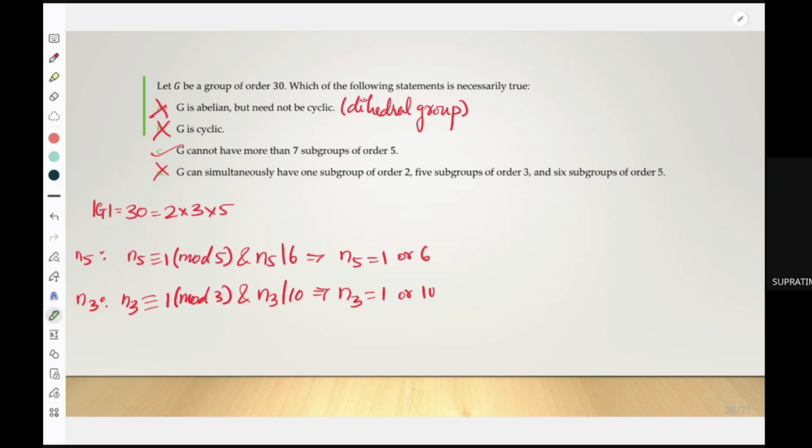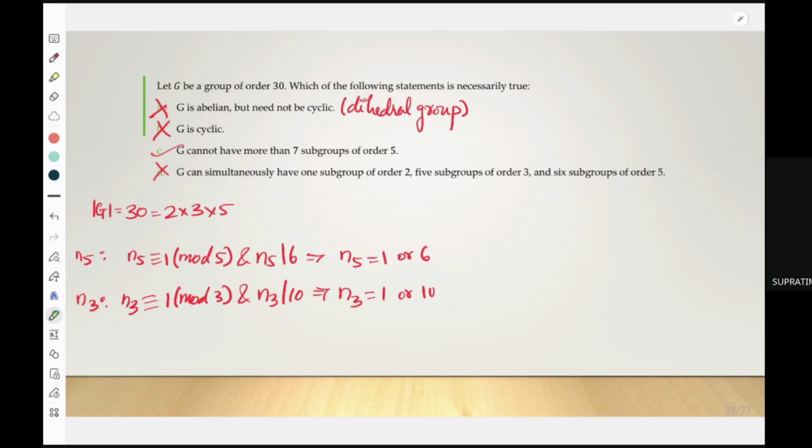Not possible. Any subgroup of order 3 would be a Sylow 3-subgroup, because 3 is the maximum power of 3 dividing 30. So check N3. N3 is congruent to 1 mod 3 and N3 divides 10. N3 divides 10 gives you N3 is 1, 2, 5 or 10. And now N3 congruent to 1 mod 3 restricts it to 1 or 10. So G can never have 5 subgroups of order 3.